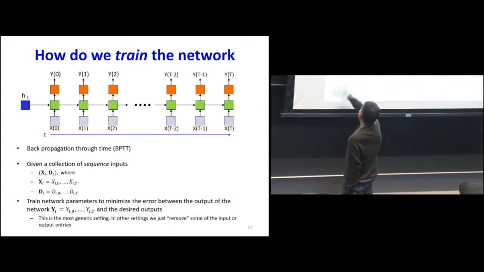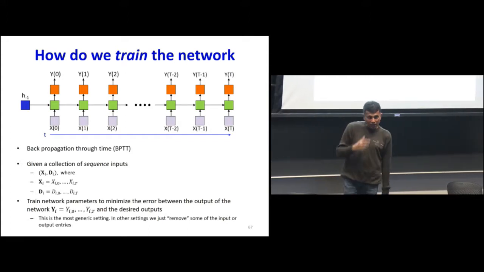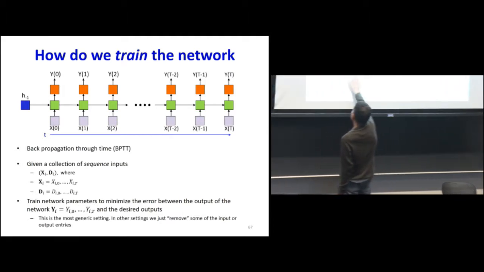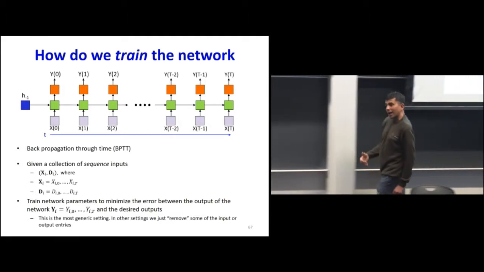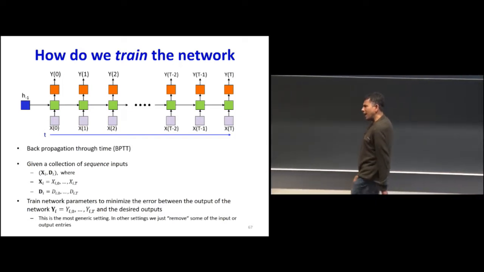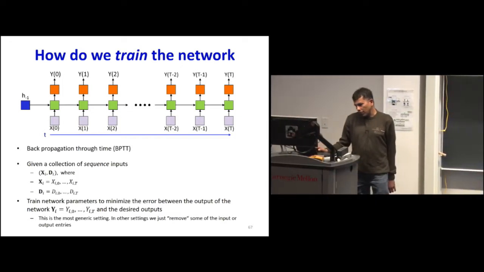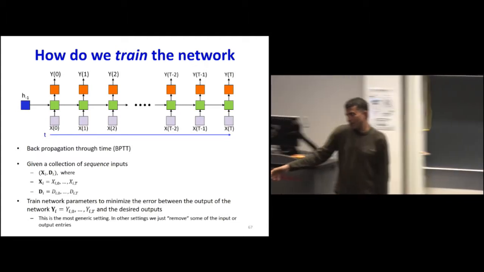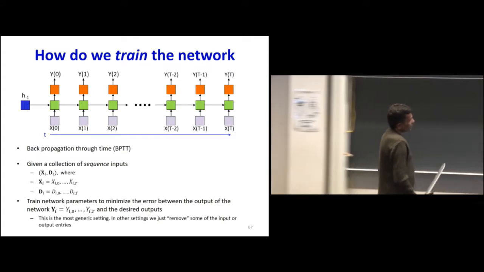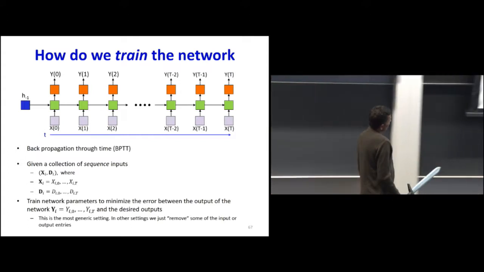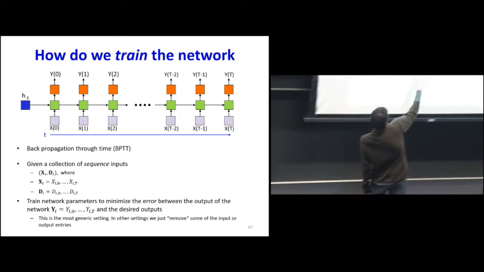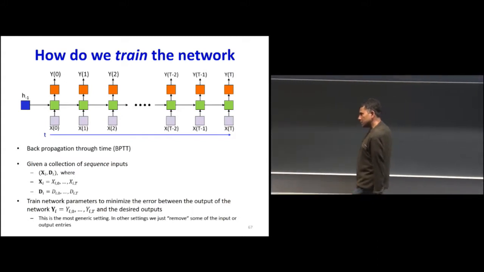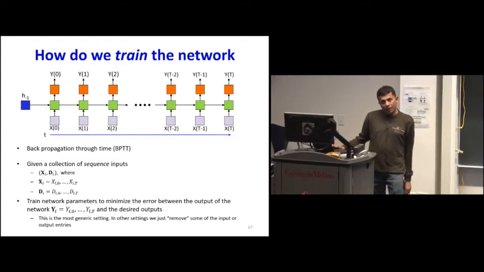The way we would do it, we have a collection of training instances where each training instance is actually a sequence comprising a sequence of inputs and a sequence of desired or target outputs. And for any current configuration of the network, we're going to have a current output for the network. And we're going to define a divergence between the current output of the network and the target output.